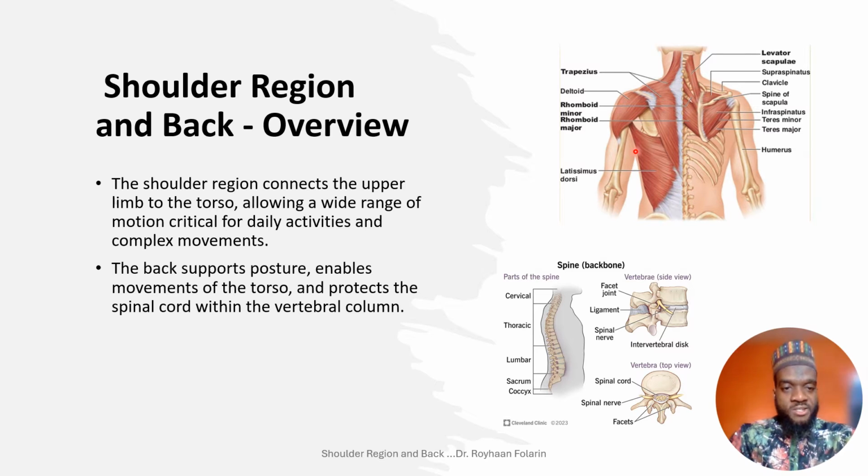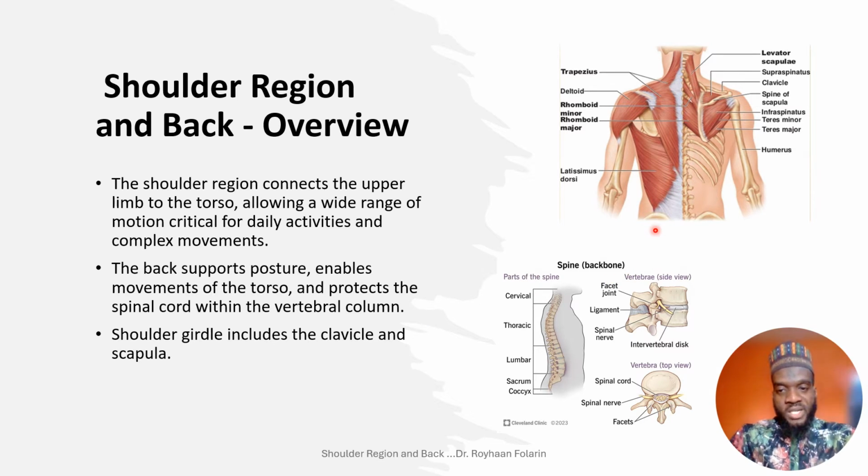The back, on the other hand, supports posture regardless of the posture, and it enables movement of the torso and protects the spinal cord within the vertebral column. So the shoulder girdle, as we discussed during the physical class, is a combination of both shoulder regions. So it's referred to as a girdle when you consider both shoulders together, and each region consists of the clavicle and the scapula. You can readily see the scapula behind here, and then the clavicle is anterior placed here. We'll see more of this in subsequent slides.